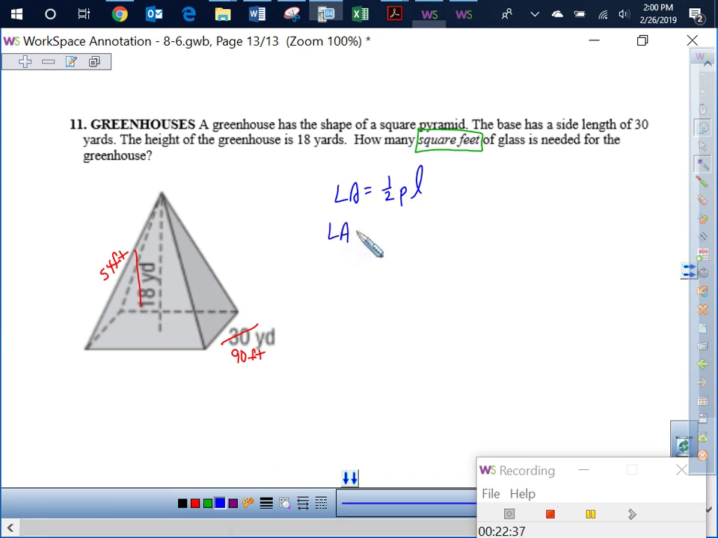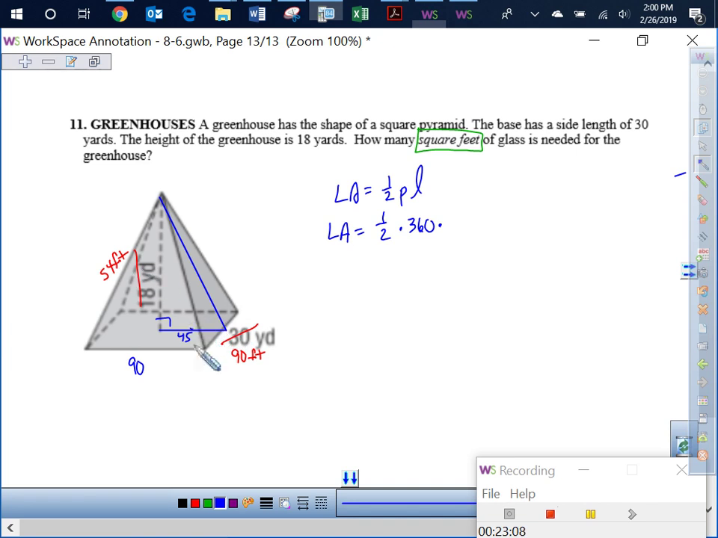Lateral area is 1/2. The perimeter of the base is 90 times 4, which is 360, times the slant height. They don't give it to me. We got to go find it. This is the height, not the slant height. So to draw in the slant height, put them in here on the side. And that means we need this right triangle right here. So put a little box. This, remember, is 90. So since this is a square, that's got to be half as much, 45.